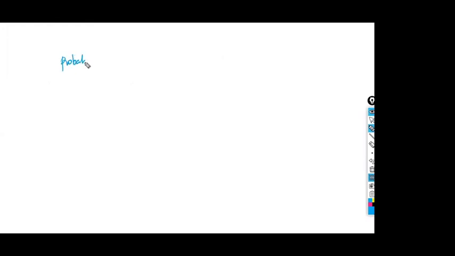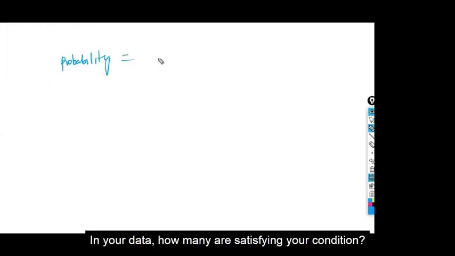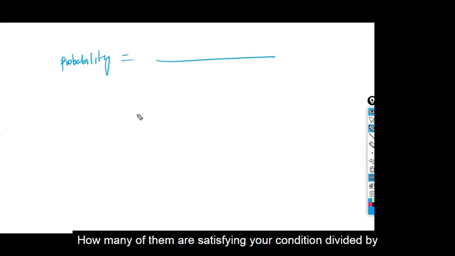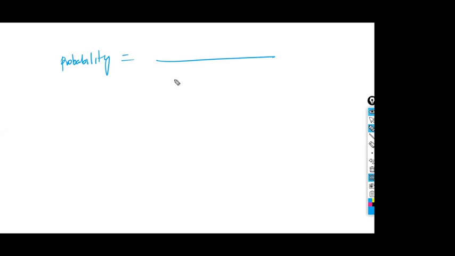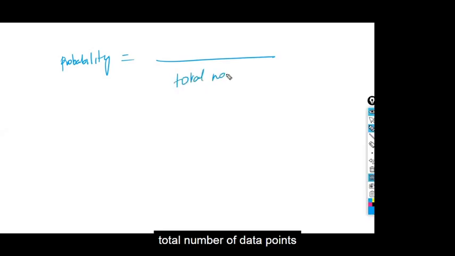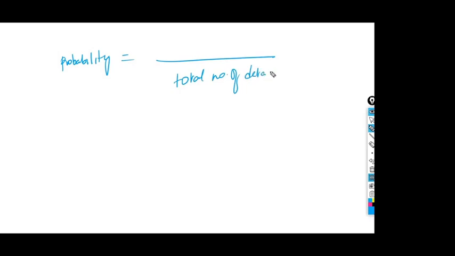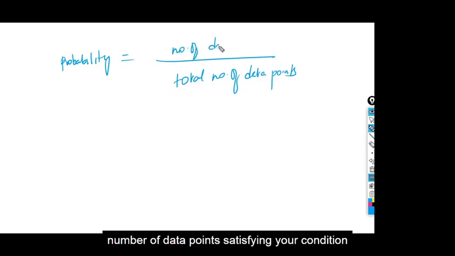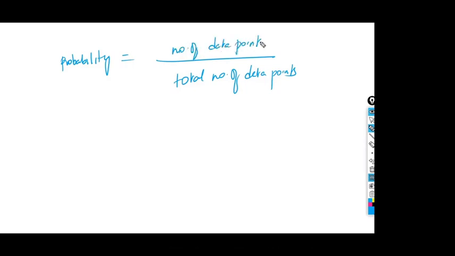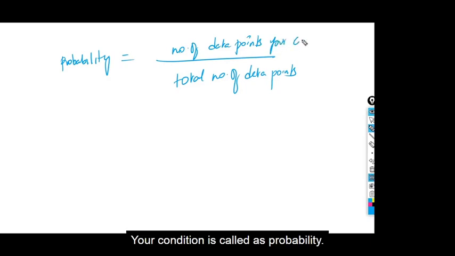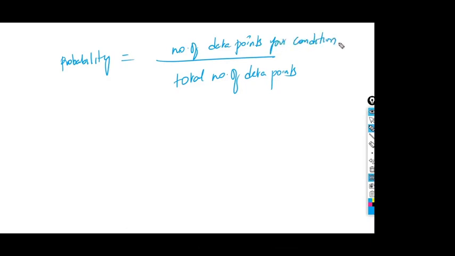Probability is nothing but, in your data, how many are satisfying your condition divided by the total number of data points. The total number of data points, and the number of data points satisfying your condition: that ratio is called the probability.